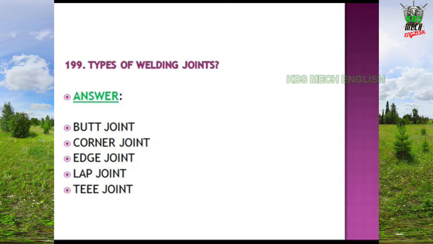Question number 199. Types of weld joints. Answer. Butt joint, corner joint, edge joint, lap joint, T-joint.